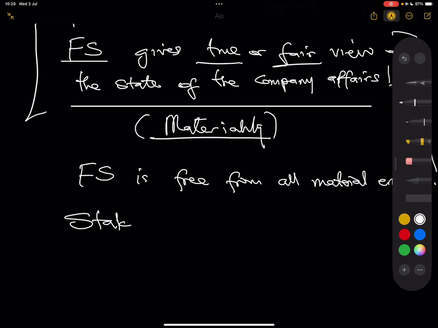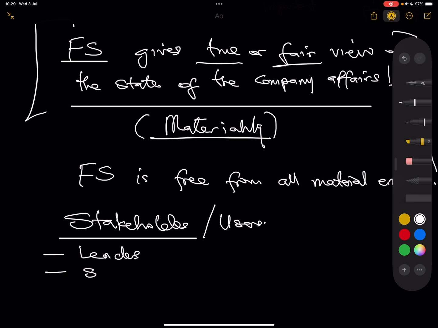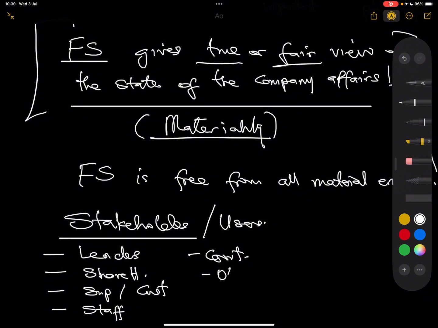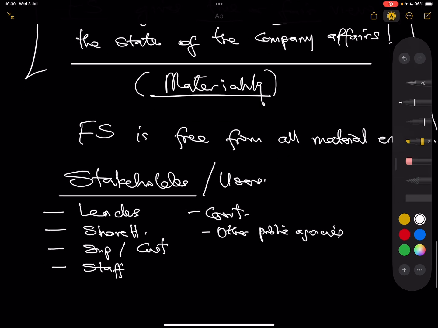So when we talk about the stakeholders of financial statement, which you must know, stakeholders or users, we have the lenders, you have the shareholders, you have suppliers, customers, even staff and employees. They are also interested in the performance. Governments are also interested. Government want to know what is going on with the company because they want to collect tax, right? And maybe you can have other public agencies. But this one's very important.